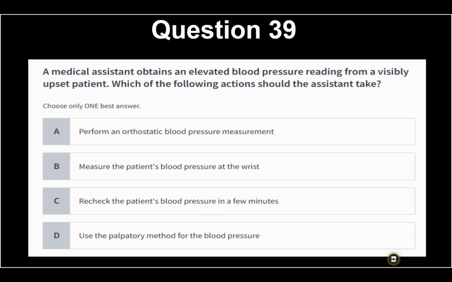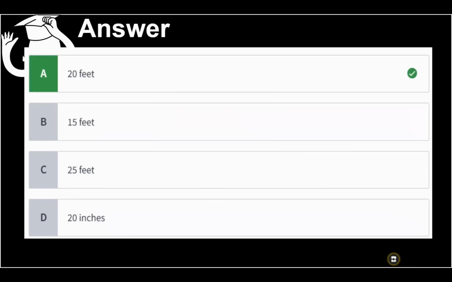This approach helps to avoid false high readings caused by situational factors. Question 40. When performing a distance visual examination, the medical assistant should have the patient stand how far from the vision chart? A, 20 feet, B, 15 feet, C, 25 feet, or D, 20 inches. If you said A, 20 feet, then you are correct.